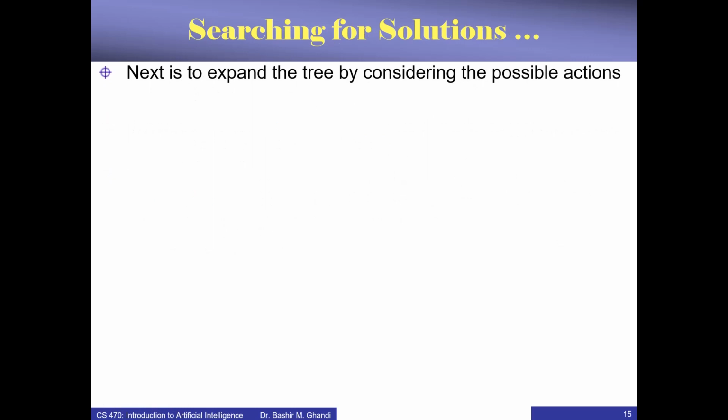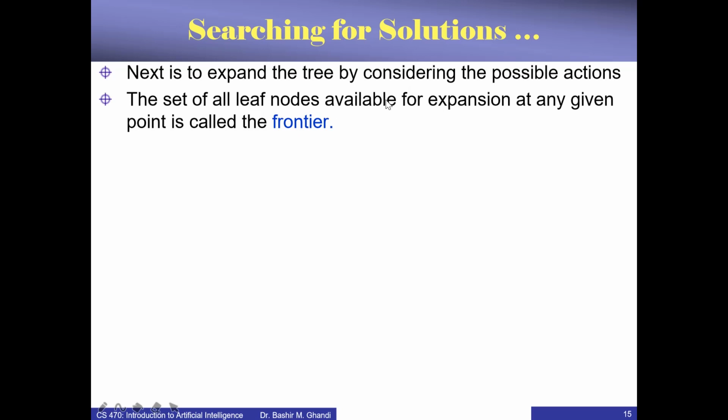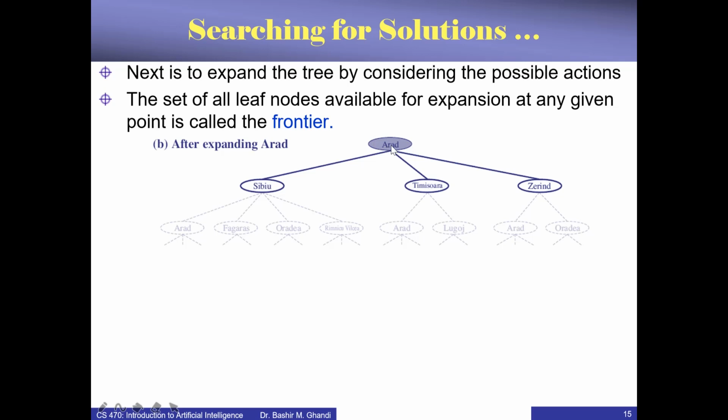So the next step, once we identify the starting state, is to expand that state and look at the possible actions that we can take and what results we're going to obtain by taking those actions. The set of all leaf nodes available for expansion at any given point is called the frontier. So for example, if we are in Arad, then the frontier consists of three possible states, namely Sibiu, Timisoara, and Zerind. And we're going to take an action to go to one of them or the other, depending on the searching strategy. So this is where the strategy will come in, and we're going to see different ways of exploring these different states that are in the frontier.